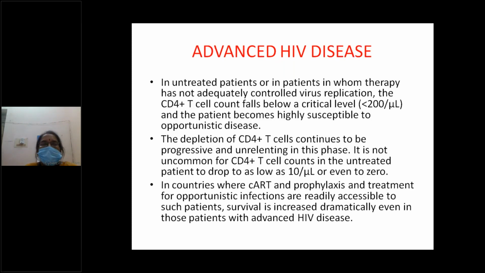Advanced HIV disease occurs in untreated patients or in patients in whom therapy has not adequately controlled virus replication. The CD4 T cell count falls below a critical level, less than 200 per microliter. The patient becomes highly susceptible to opportunistic disease. The depletion of CD4 T cells continues to be progressive and unrelenting in this phase. It is not uncommon for CD4 T cell counts in the untreated patient to drop as low as 10 per microliter or even to 0.